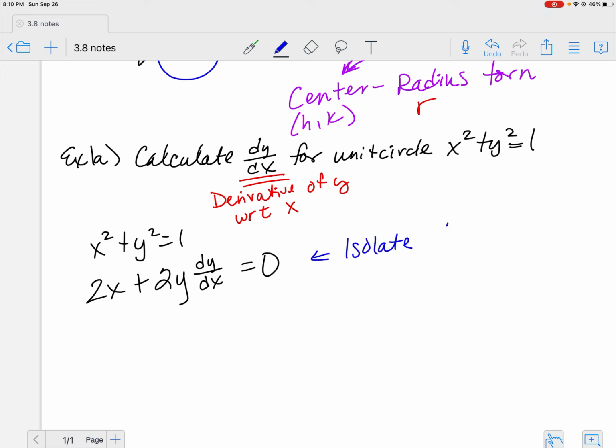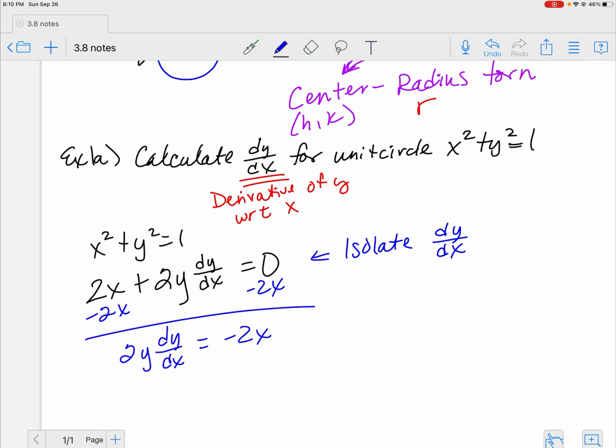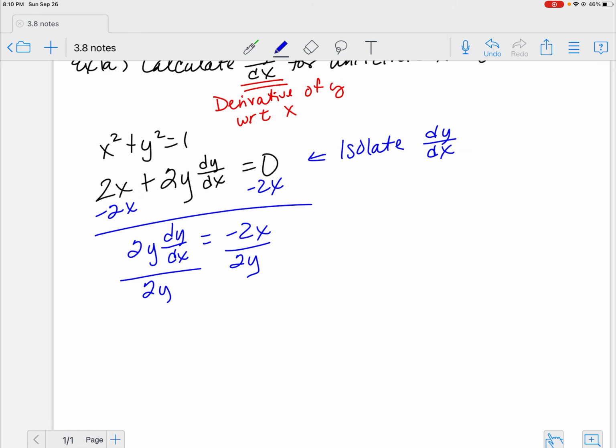Isolate dy dx. So in order to do that, I'm going to subtract 2x from both sides. So I now have 2y dy dx is equal to negative 2x. Divide both sides by 2y. Now dy dx is equal to, and now those 2's cancel, right? A negative x over y. And that is my derivative.